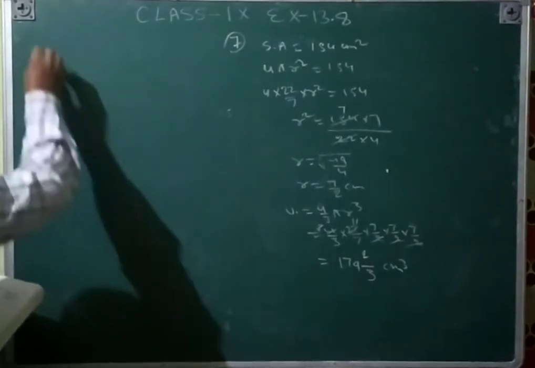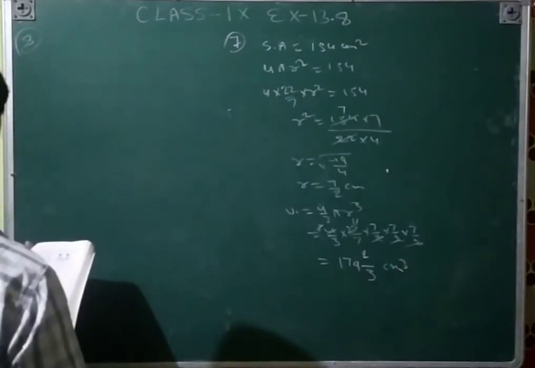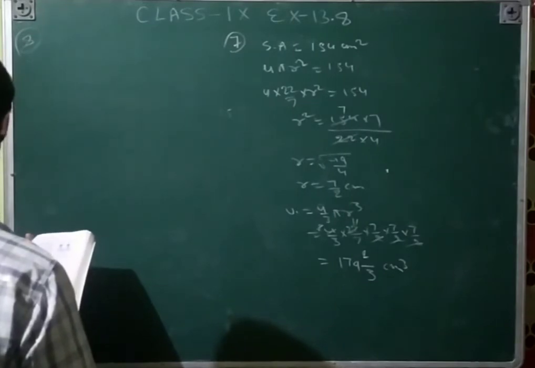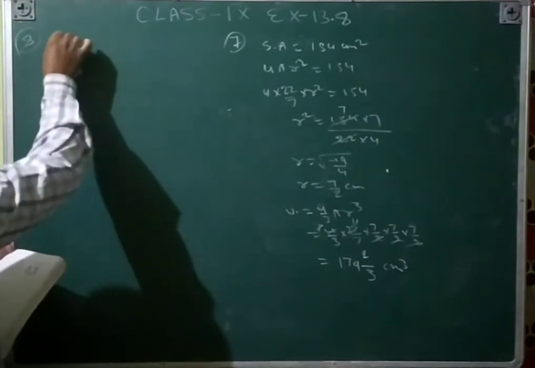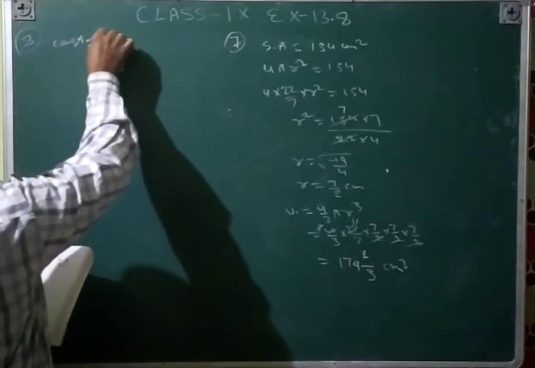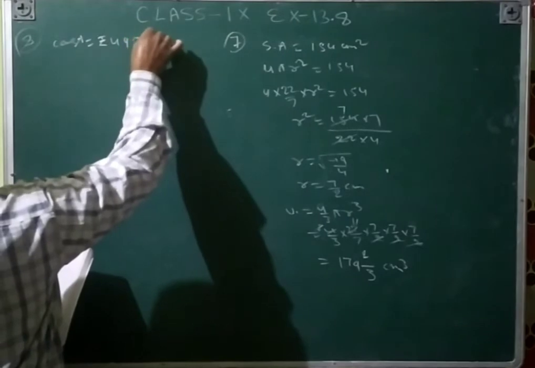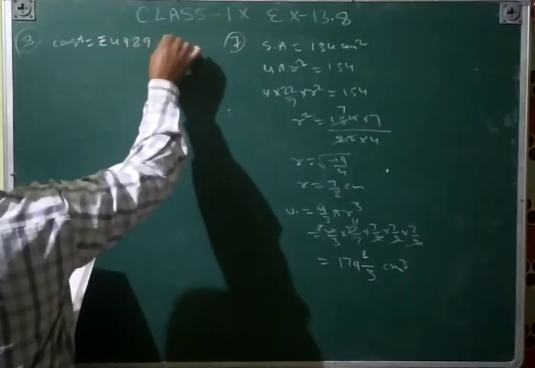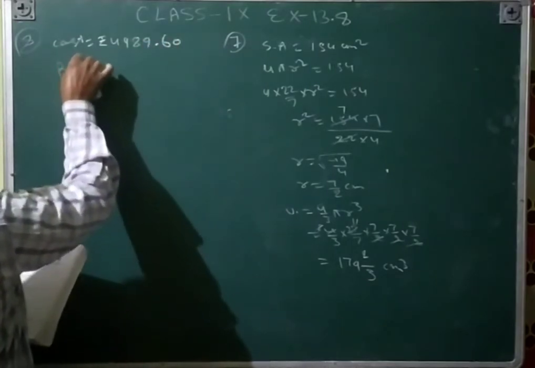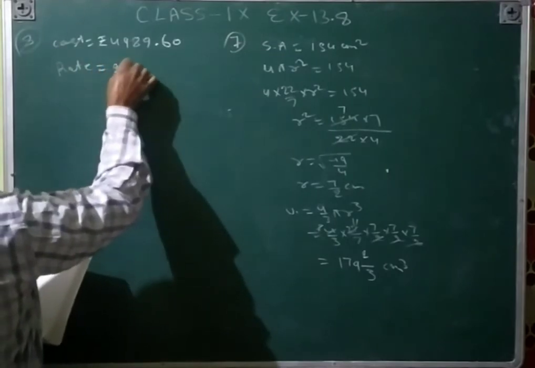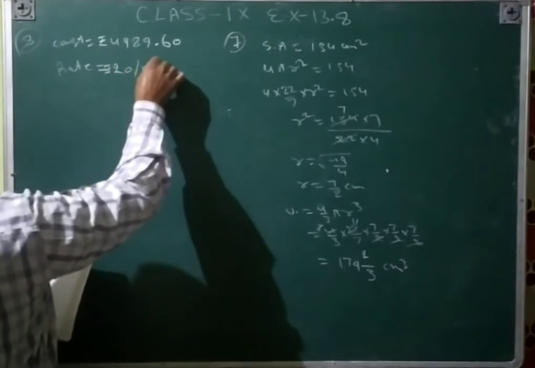8th question is that a dome is a building in the form of a hemisphere. From the inside, it was whitewashed at a cost of rupees 4989.60, and then rate is given as 20 rupees per meter square.